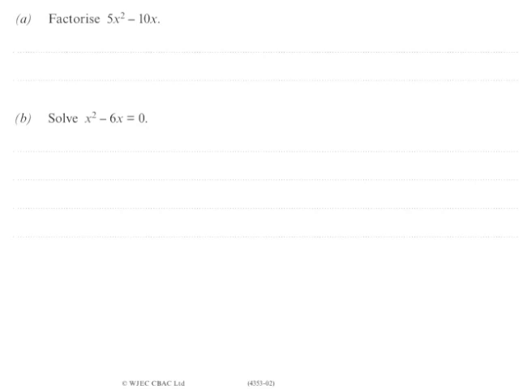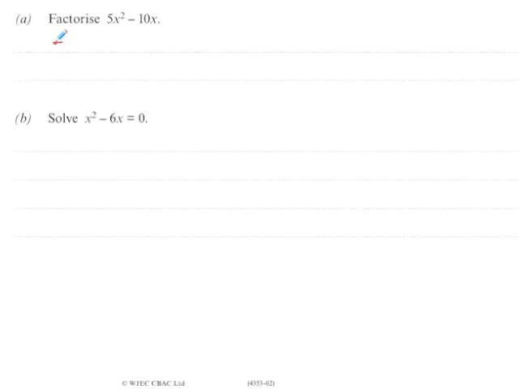So in this question we're asked to factorise 5x squared minus 10x. What factorising is about is doing the opposite of simplifying, and the reason you do that is it makes it easier to solve some expressions. So in this one, simply we're looking for common terms in both of these, and a common term is 5x because 5 goes into 10 twice, and of course you've got x as well.